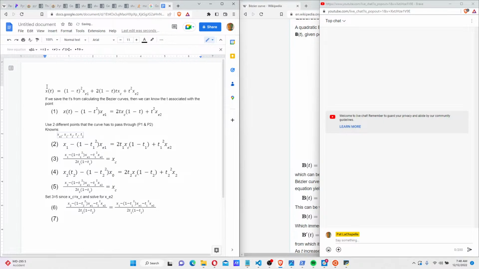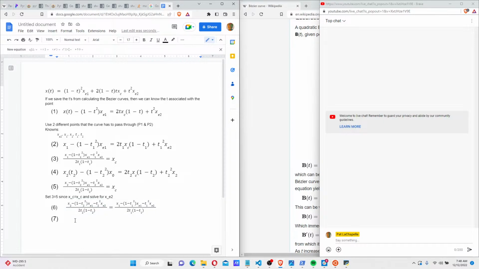Okay. So, set 3 equal to 5, since xc equals xc. So the only thing to find here is x sub e2. So the 2's should cancel. Well, let's just do it out. So, this will remain on the left side.